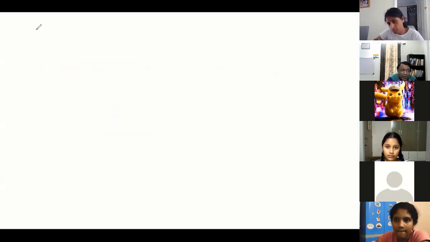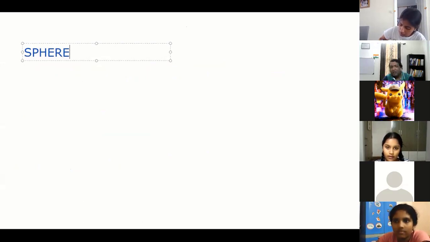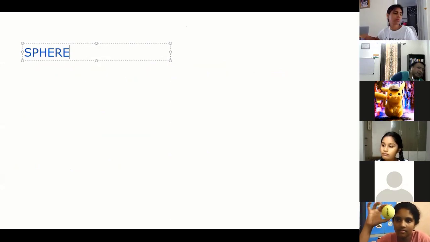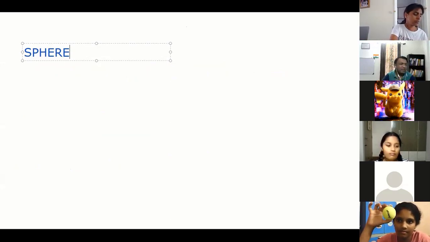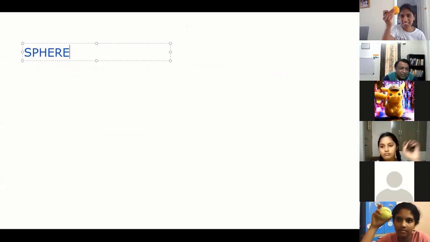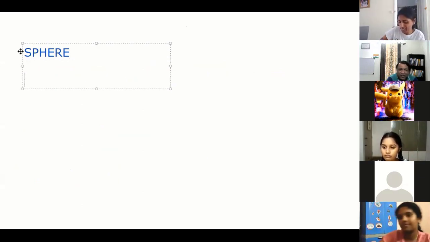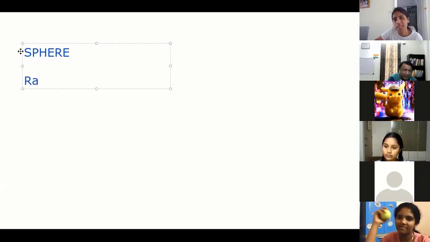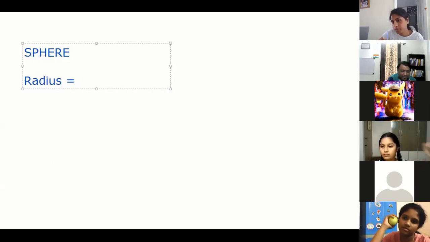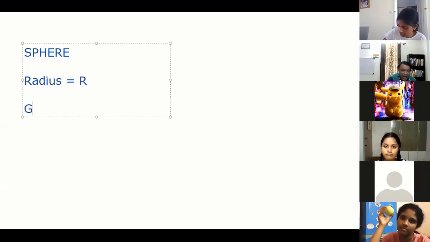Now, let's talk about the sphere, because it's all about understanding the sphere. Everybody knows a ball. I have to get the ball somewhere. One ball is your sphere. I want to ask one simple question. Suppose the radius of a sphere is r. Tell me what will be the height of the sphere.